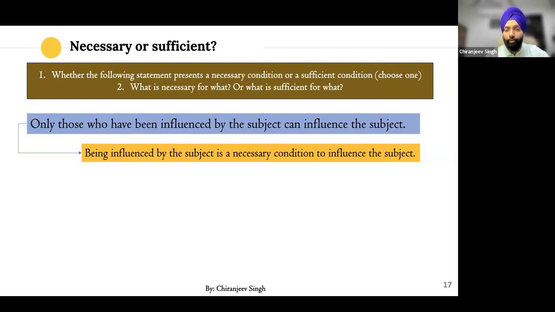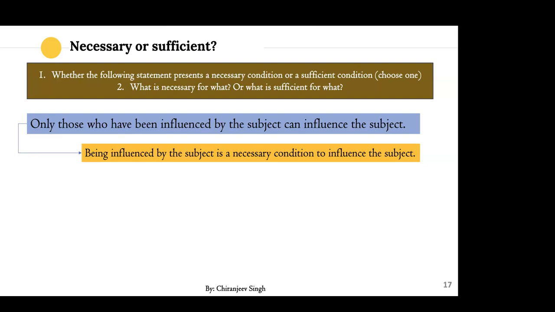First you get influenced, and only after that you will be able to influence. It is written that being influenced is a necessary condition to influence. So this will happen first, and only after that can you influence. Oh, wait a minute. Only those who have been influenced can influence the subject. Okay, I was trying to wrap my head around it. Maybe I thought that it goes round and round, but I think it makes sense now.